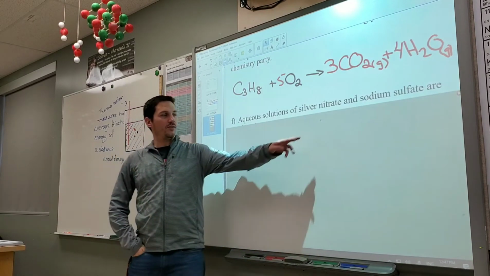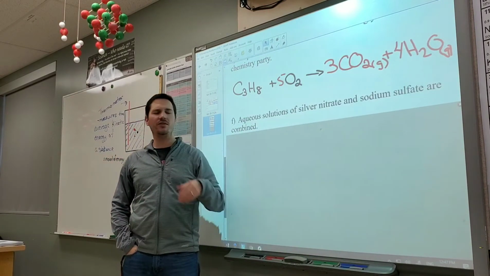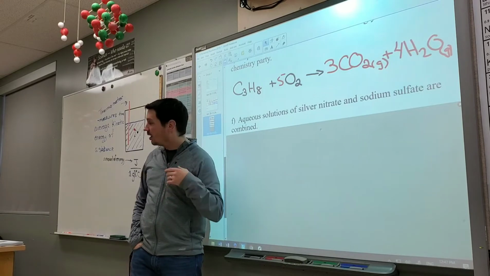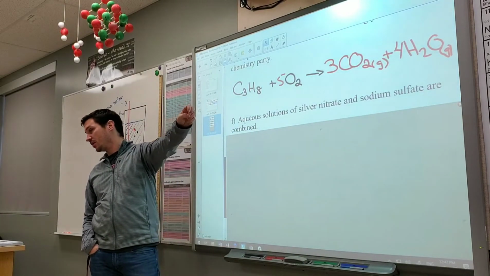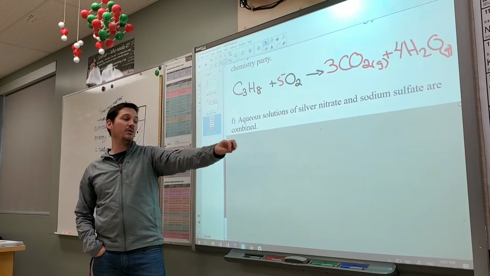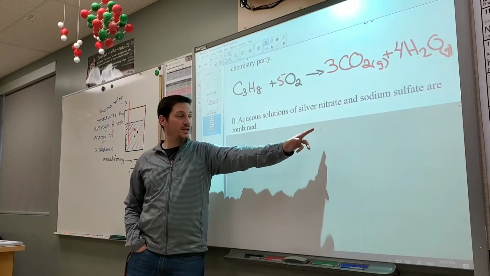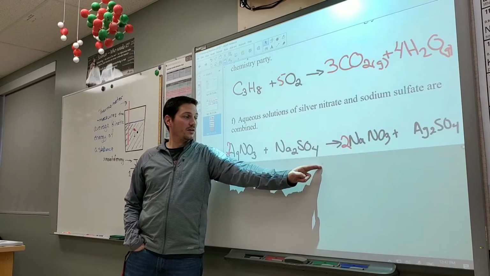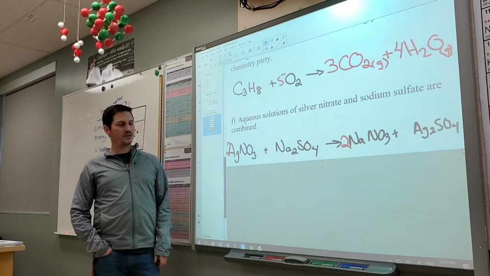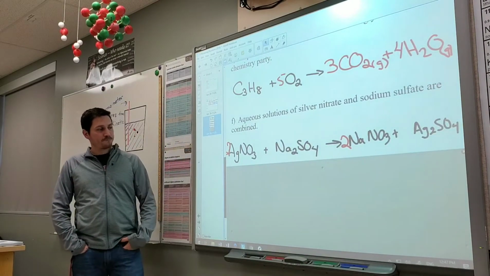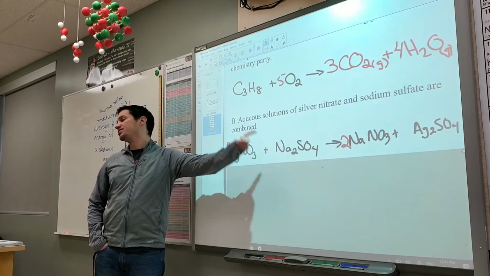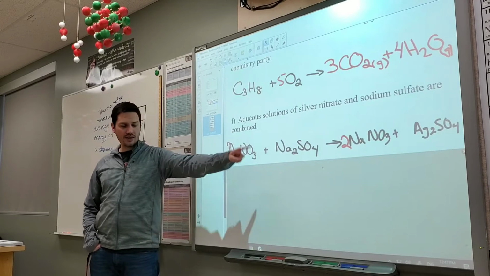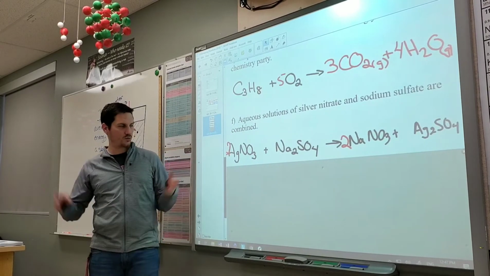Aqueous solutions of silver nitrate and sodium sulfate are combined. The first thing I want to ask you is what type of reaction is this? What classification? Double replacement reaction, absolutely. Okay, so we're going to get our silver nitrate and our sodium sulfate. And the silver is going to kick out the sodium, right? The cation and the cation kick each other out and they swap partners.